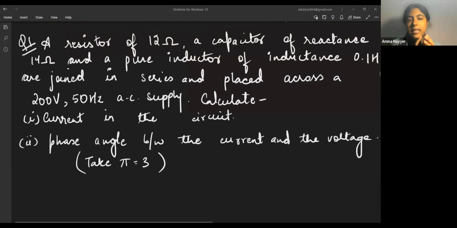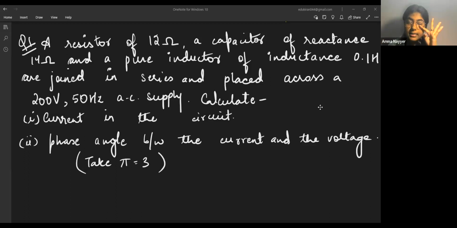Yes, class. See, this says that a resistor of 12 ohm, a capacitor of reactance 14 ohm, and a pure inductor of inductance 0.1 Henry are joined in series and placed across a 200 volt 50 hertz AC supply. Calculate current in the circuit and phase angle between the current and voltage.